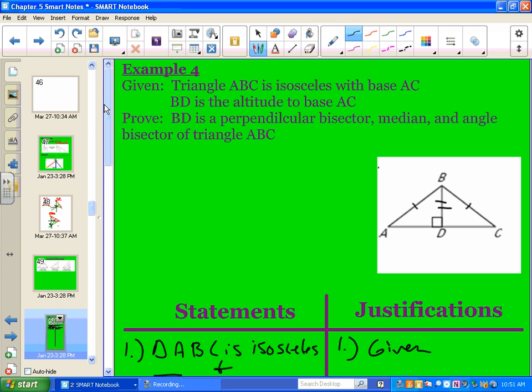What's the converse? Everyone go to the converse of the perpendicular bisector theorem right now. Don't quit guessing. Amber, what's that theorem say? If what? If in a plane, if a point is equidistant, what are we missing?